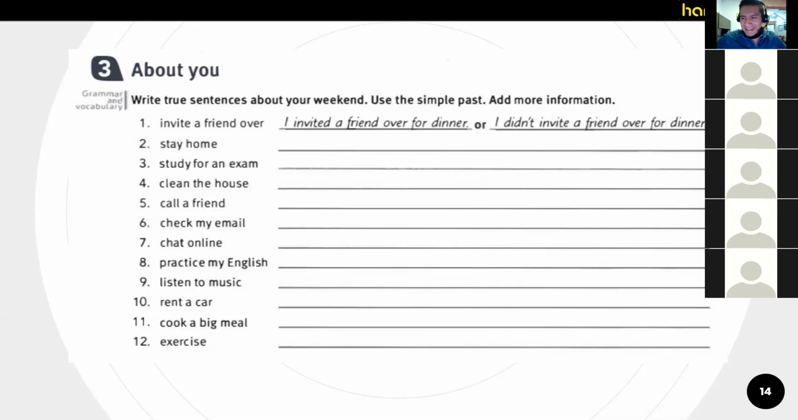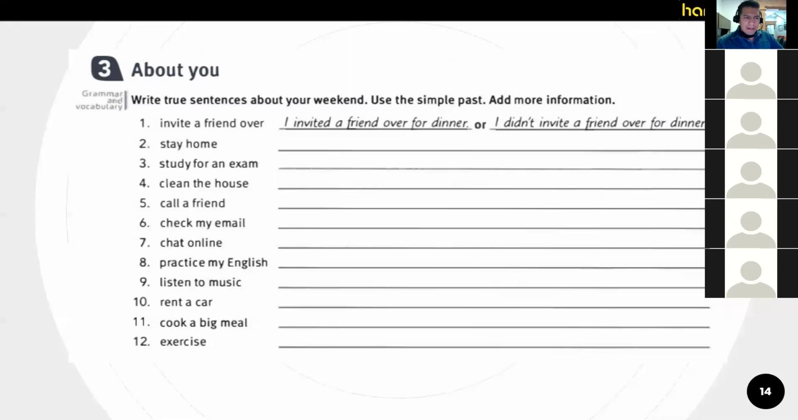What about Carmen? Can you help us with the number 6? Yes, teacher. Checked my email 2 days ago. I checked my email 2 days ago. Once again, I checked, because it's a stop, checked. There you go. I checked my email 2 days ago. Exactly. Perfect.